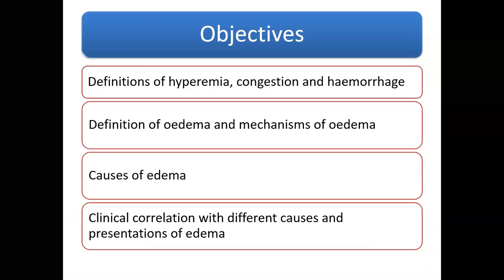Now, these are the objectives. We will be discussing the definitions of hyperemia, congestion, and hemorrhage. We will discuss the definitions of edema, and we will discuss 4 major mechanisms of edema and 1 minor mechanism of edema as well. So total 5 mechanisms of edema. We will discuss 1 cause of edema as an index example for each mechanism. Okay, for each mechanism, we will discuss 1 example or maybe more than 1 example. And then I will give you some clinical correlates related to edema and its presentations. Okay.